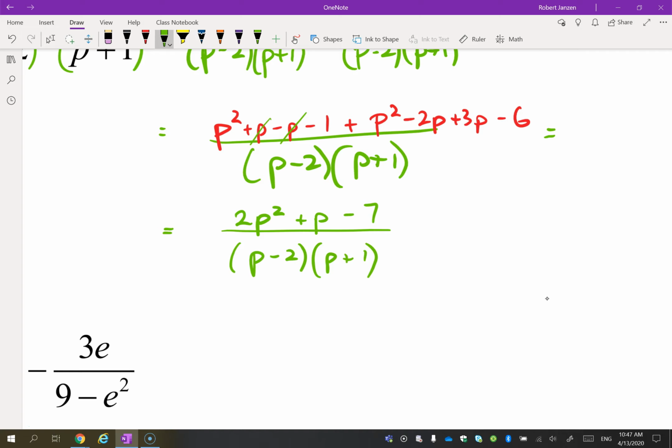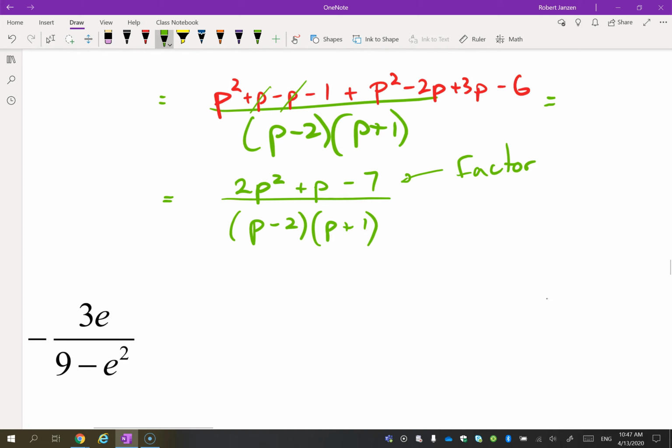Now you should quickly look at the numerator and say, can I factor this? Very rarely will you be able to factor it, but if it does, then you would have to see if you could cancel out a factor so that it would simplify it further. Okay, in this case it cannot be factored. So let's look at the denominator. P cannot be 2, p cannot be -1.